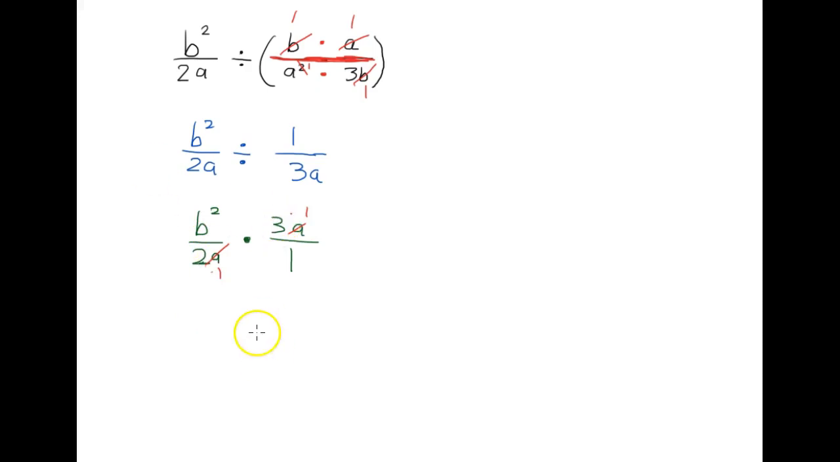So I'm going to write this final answer. B squared times 3 is 3b squared. And then 2 times 1 is just 2. So this is our final answer.